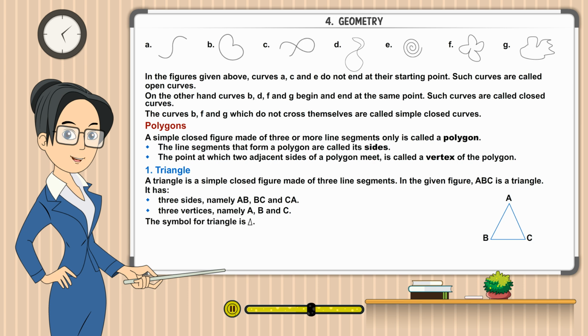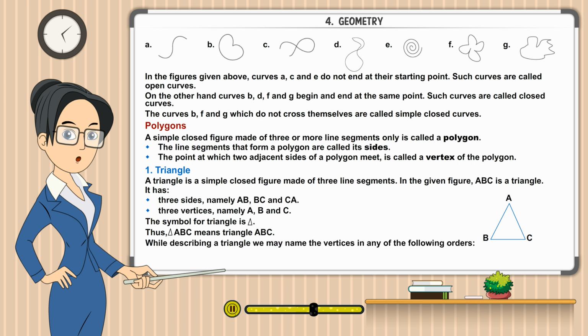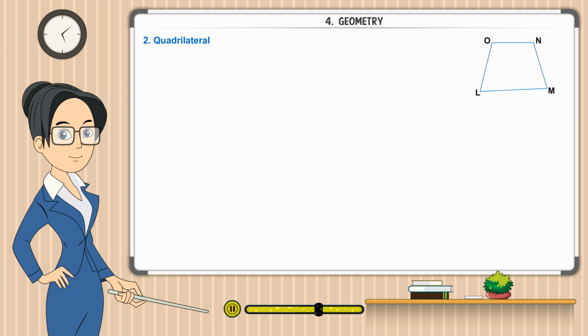The symbol for triangle is a small triangle. Thus, triangle ABC means triangle ABC. While describing a triangle, we may name the vertices in any of the following orders: triangle ABC, triangle ACB, triangle BAC, triangle BCA, triangle CAB, and triangle CBA.